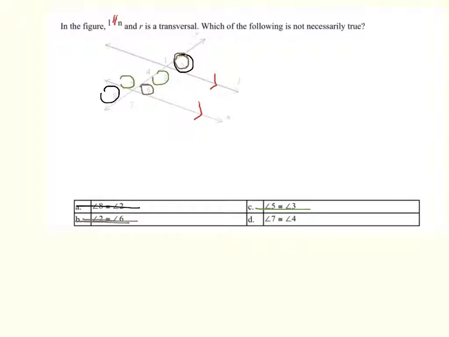And the last one that I have is angle 7 and angle 4. Angle 7 and angle 4 don't fit one of our four types of angles, so I would not necessarily be able to say they're congruent based on what is marked.